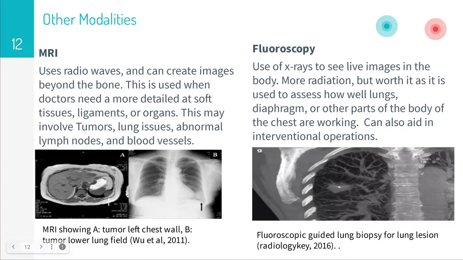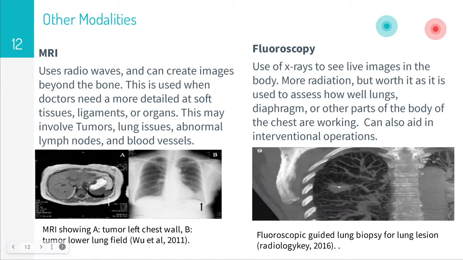MRI is another modality that is used, and unlike CT, it has no radiation involved. It is considered safer for this reason, especially for females who are pregnant. With the use of radio waves, it can allow doctors to check tissues and organs for abnormalities without making an incision. It can create images that see beyond the bone, including soft tissues. Typically, MRI is used when a more detailed look is needed for soft tissues, ligaments, or organs. This may involve tumors, lung issues, abnormal lymph nodes, and blood vessel problems. Essentially, this MRI can bring information that a chest CT may not, and contrast may be used to give a more clear image.